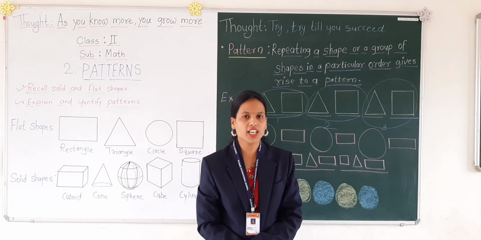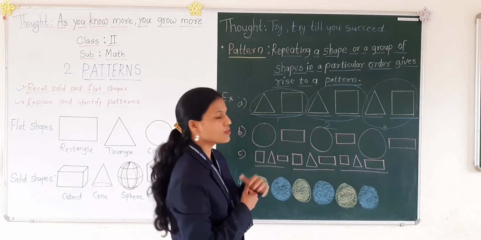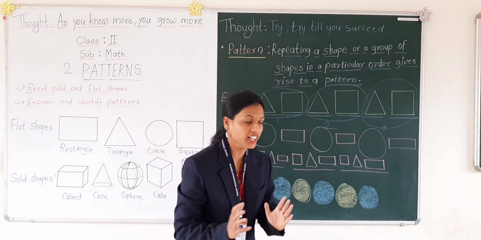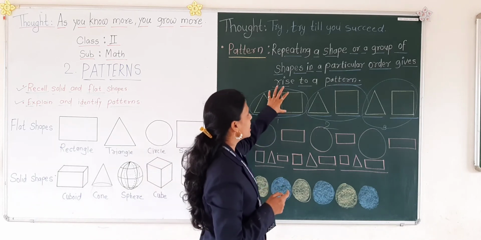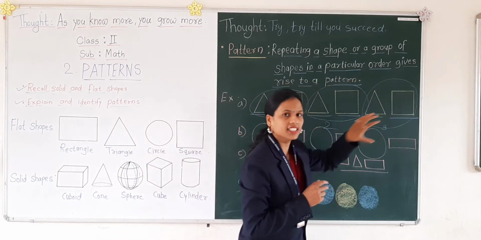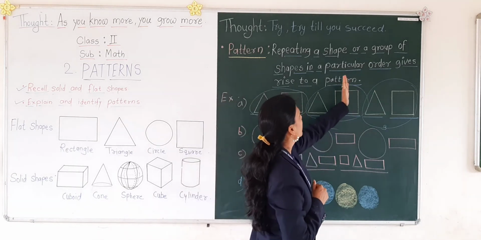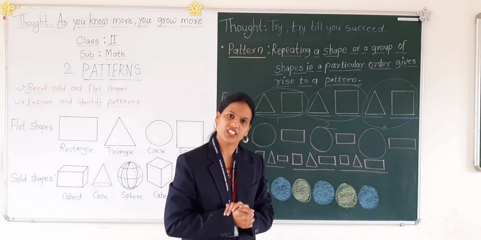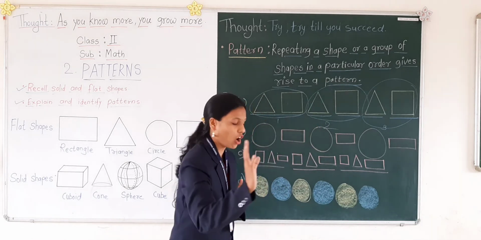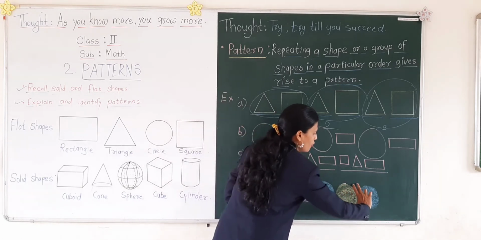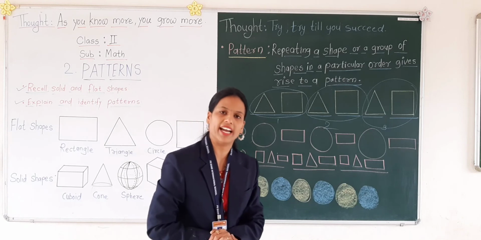So, understood, students, about the patterns? What are the steps to find out a pattern? First, see the basic shape. Step number 2 is the basic shape is going to repeat. Right. And third step, are they arranged in a particular rule? Right? See carefully the arrangement of the shapes or arrangements of colors. Right? So, this is about pattern.